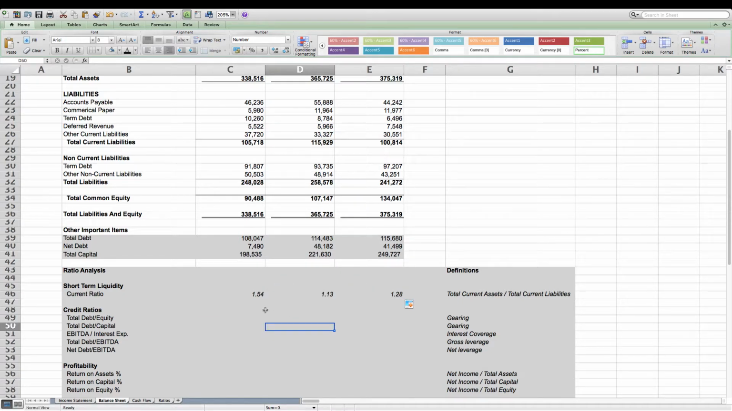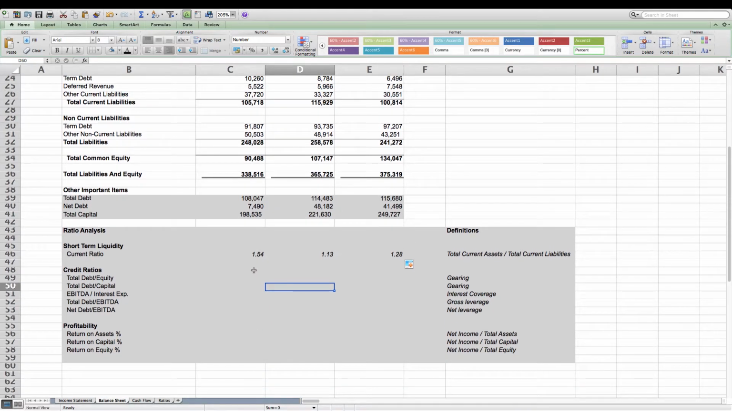Now, what is this effectively telling us? What this is telling us is that the total value of Apple's current assets is 1.54 times the value of its current liabilities, or it's almost 54% higher than Apple's current liabilities. And so Apple is in a relatively comfortable position when it comes to funding all of its liabilities that are due over the next 12 months.